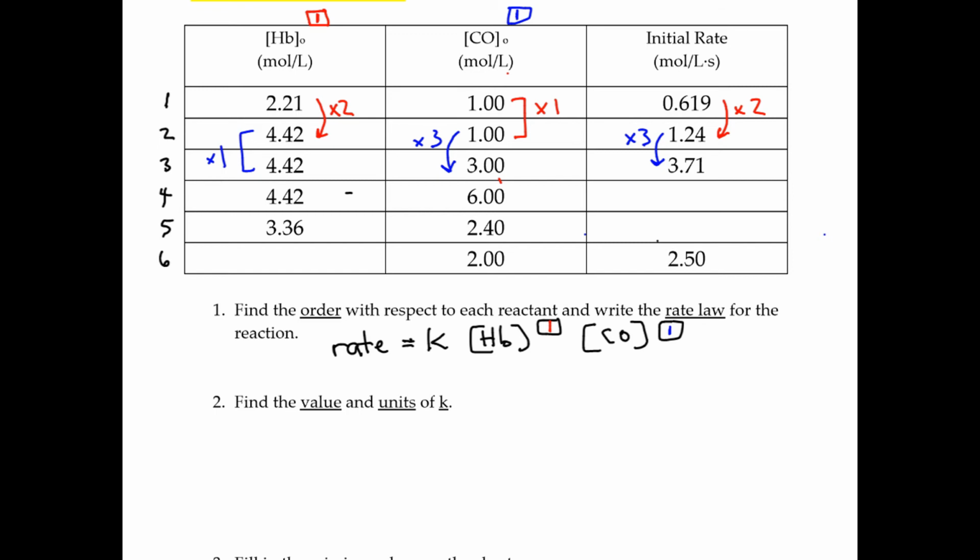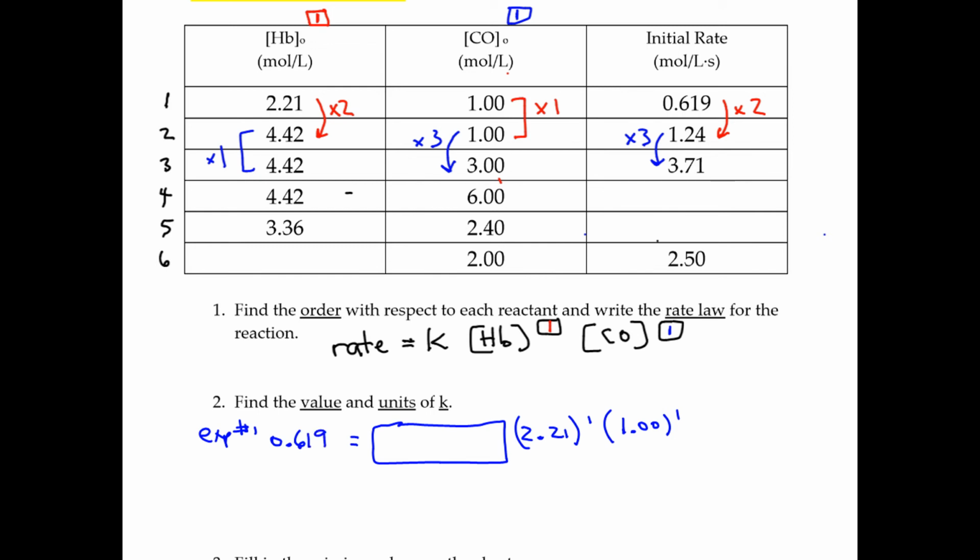So in experiment 1, what we're going to do is write all the numbers that we know. We know that the concentration of the hemoglobin was 2.21, raised to the first. And we know that the concentration of the CO was 1.00, also raised to the first. We don't know the K, so we're going to look for that. And we know that the rate was 0.619.